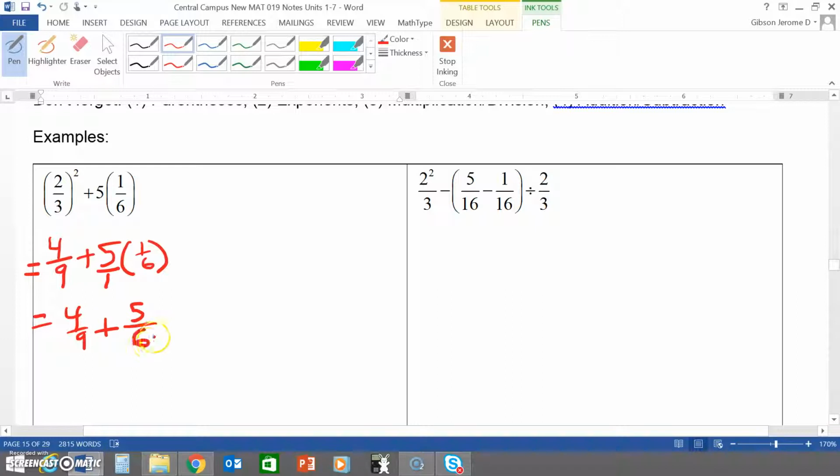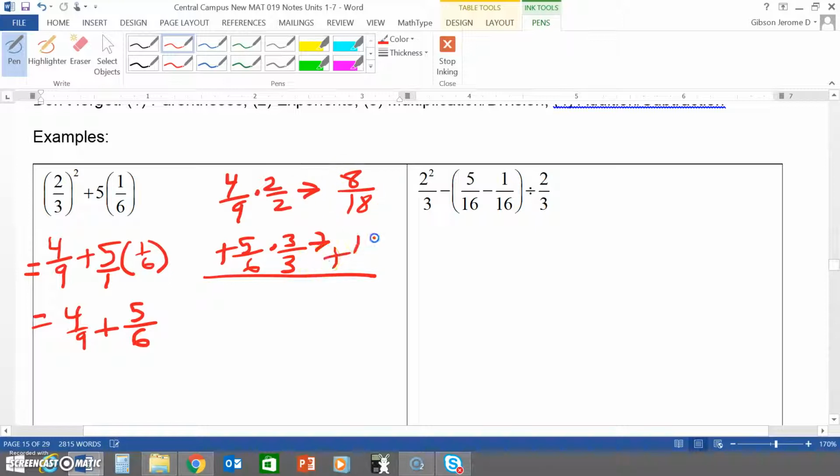So now we have 4/9 plus 5/6. Now I will line this up vertically to make this easy to find the common denominator. The common denominator of 9 and 6 is 18. So we'll multiply this numerator and denominator by 2 over 2. And we'll multiply this numerator and denominator by 3 over 3, because 6 times 3 is 18. So now that will give us 8 over 18 plus 15 over 18.